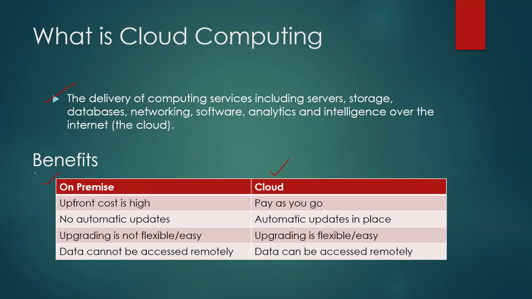See here. The first one being upfront cost is high, and cloud says pay as you go. So what is the difference? See guys, to start any project, assume it can be brand new or something which you are migrating from one company to another company. What is the first thing that we need to have if it is on premise? First we need to have the infrastructure set up at our company premises.